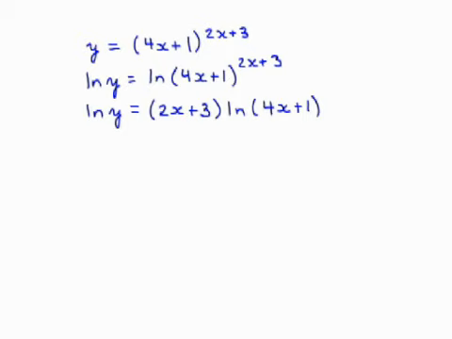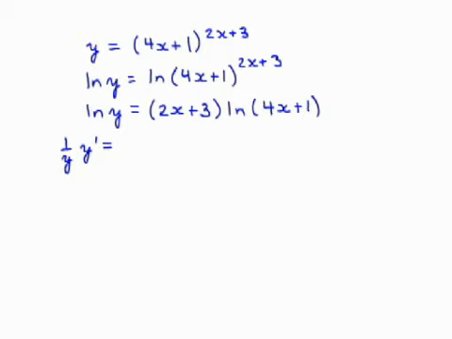In this form, we are going to differentiate both sides of the equation with respect to x. This means we must use implicit differentiation. If I was taking the derivative of the natural log of x with respect to x, then its derivative would be 1 divided by x. But on the left-hand side of the equation, I have the natural log of y. So when I take its derivative with respect to x, I end up getting 1 divided by y times y prime.